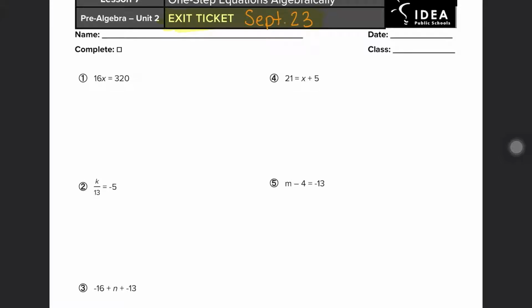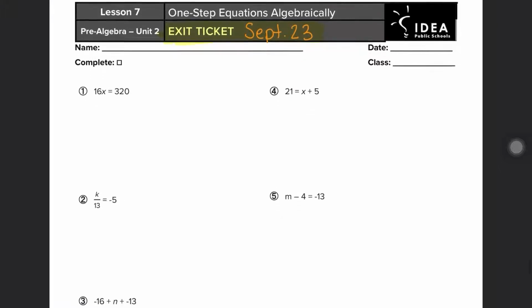All right, y'all. So as promised, I will be helping you with 3 assignments. The first one is the exit ticket September 23rd. Now going to question number 1. It says 16x equals 320.